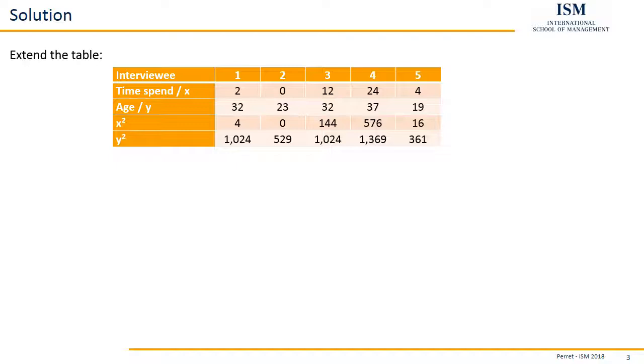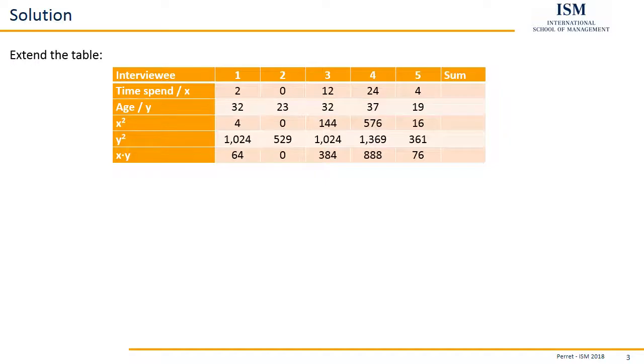Finally, we have to multiply x and y, so we go 2 times 32, 0 times 23, 12 times 32, 24 times 37, and 4 times 19. However, those are not the numbers we are primarily interested in.